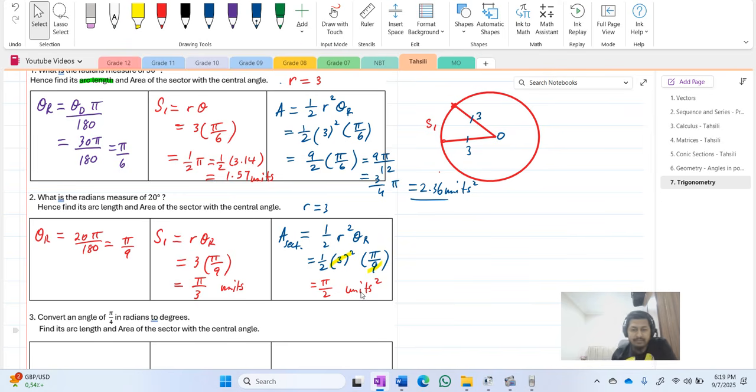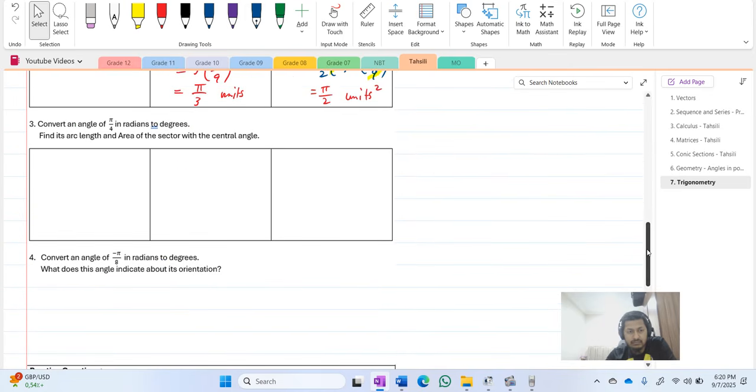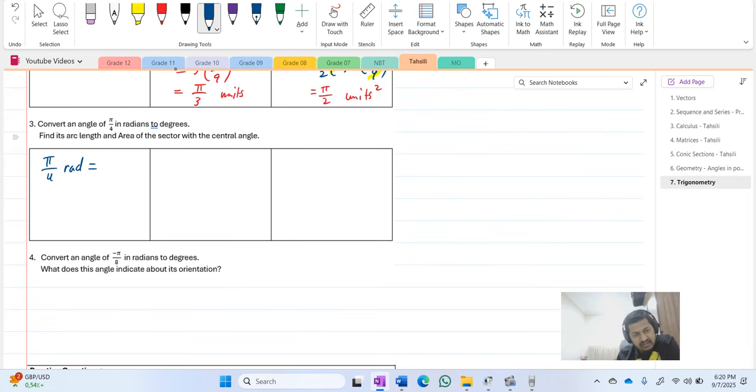Convert an angle of pi by 4 radians to degrees. We know pi by 4 radians is equal to, we know pi is 180 degrees divided by 4, and 180 divided by 4 is 45. 90 divided by 2, 45 degrees, right? So pi by 4 is basically 45 degrees.